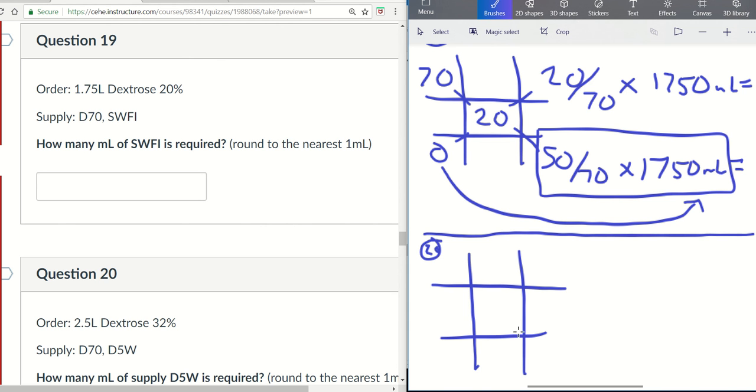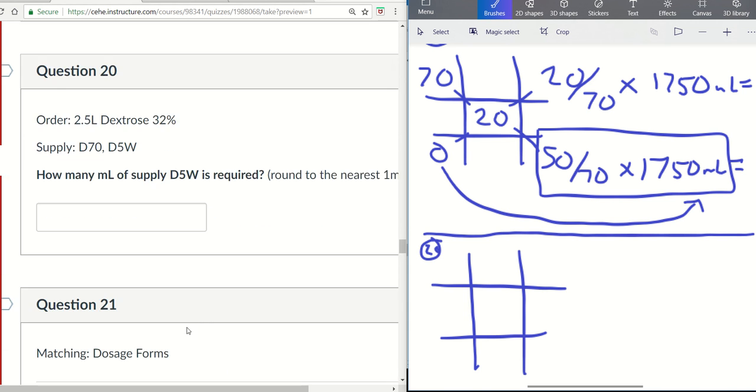20. Type 1 alligation, right? Order. Final volume is given. In this case, 32 is our order. We got 70 and 5. Difference here is 38, and then difference here is 27. 27 plus 38 gives us a total of 65 parts.